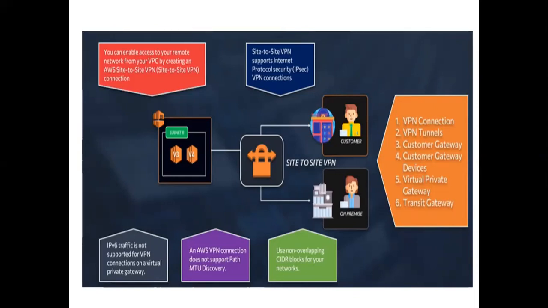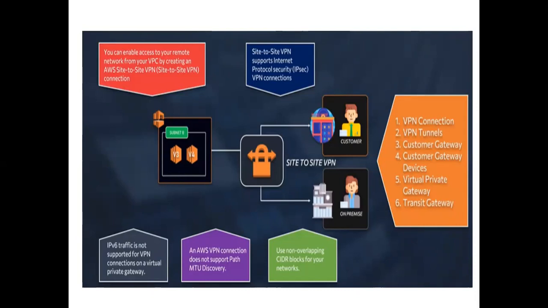Before, we used to do the connectivity manually, one by one. This transit gateway works as a centralized hub, which they brought as a service. You can enable access to your remote network from your VPC using a site to site VPN connection. Whenever you establish a connection, you are making a tunnel with a protocol called IPsec between your source and destination, so you need to have this platform.